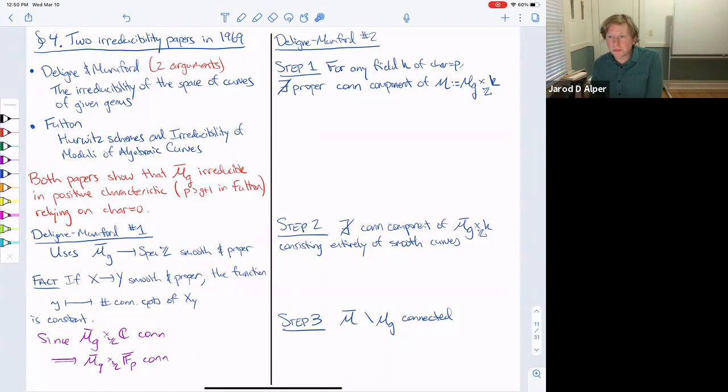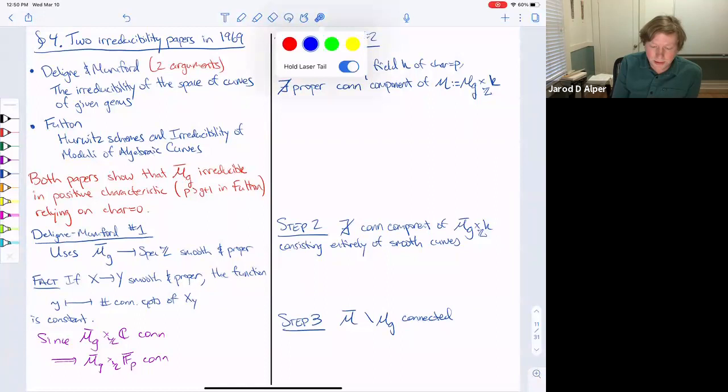Right, and their second argument, so that's one argument. The second argument is not too different. And I'm sure they had many other arguments in mind when they wrote this. There was less available at that time. So in the second argument, they sort of used the boundary divisor as we did in our previous argument.